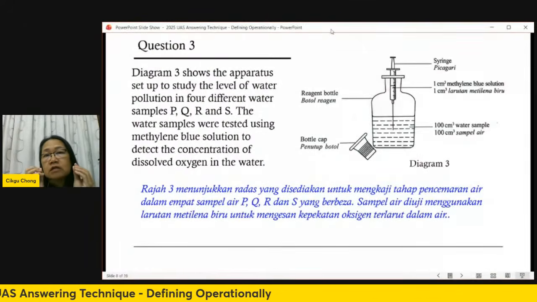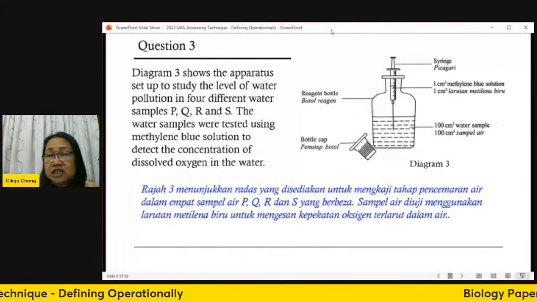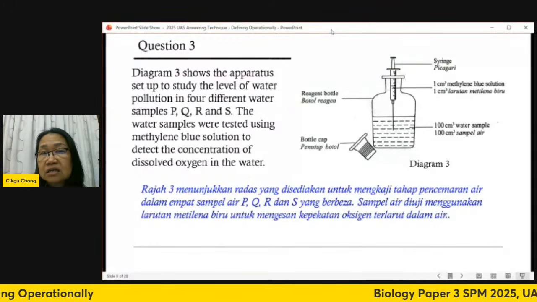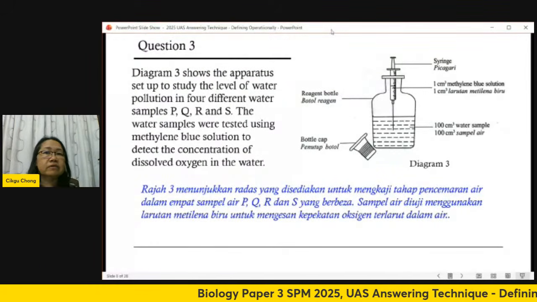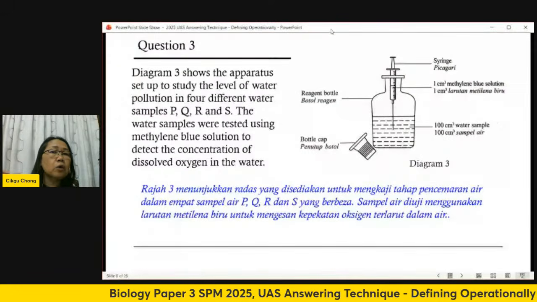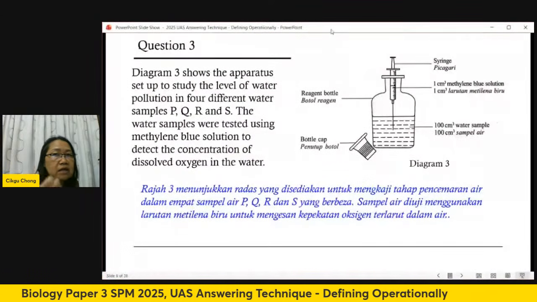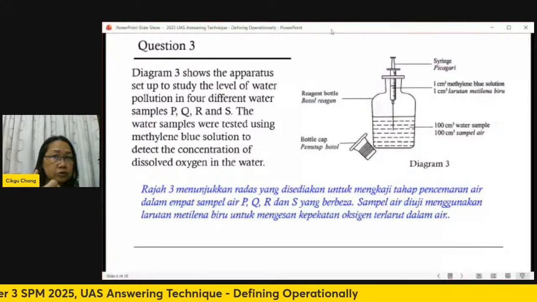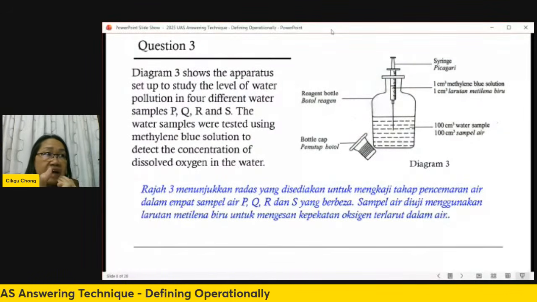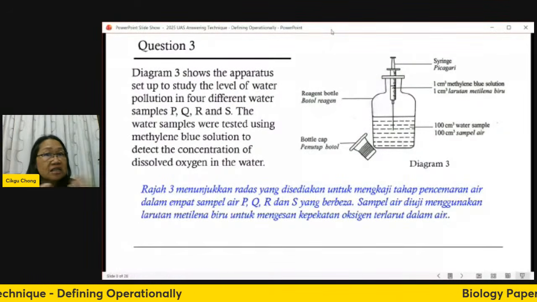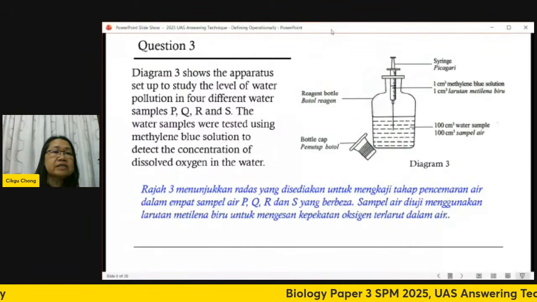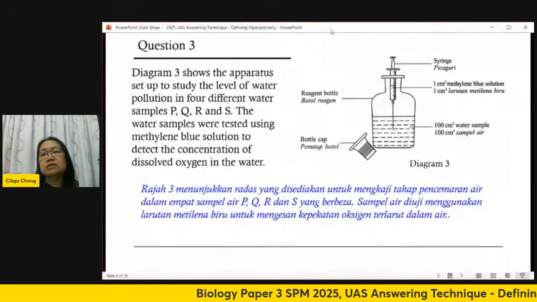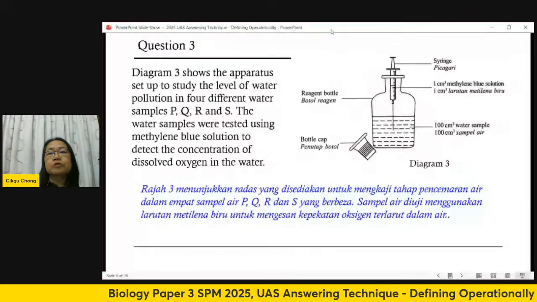That means the faster it changes color, the more polluted your water is. Remember that. Okay, so this is to measure the BOD level. When the stopwatch, you need to use a stopwatch. If the time is very short, very fast, the color changes from blue to colorless, it means that water is polluted. Okay, now let's see the reading.